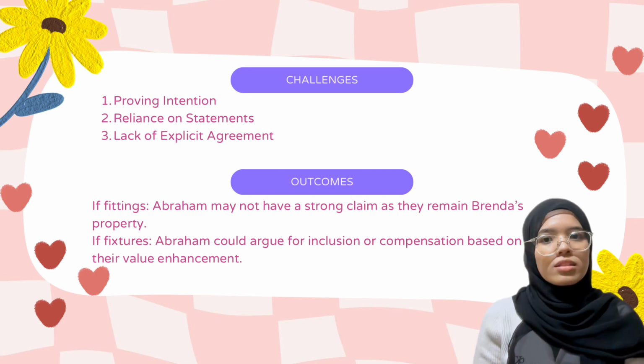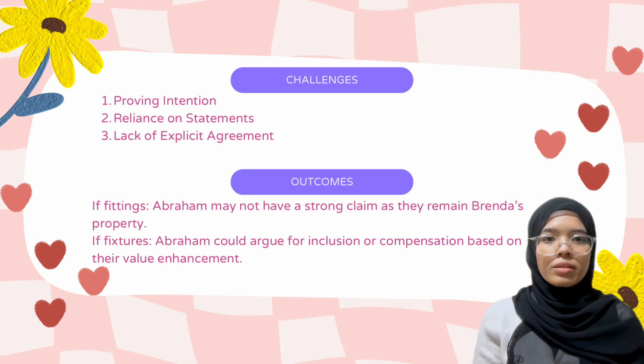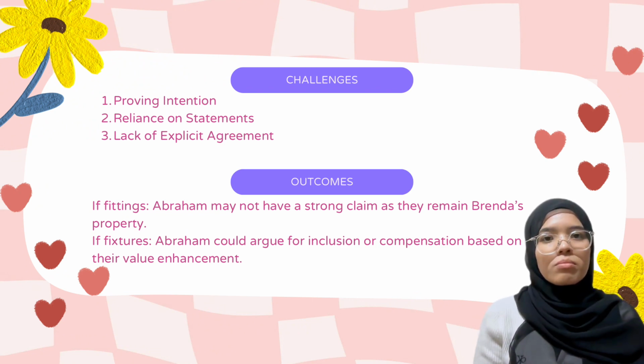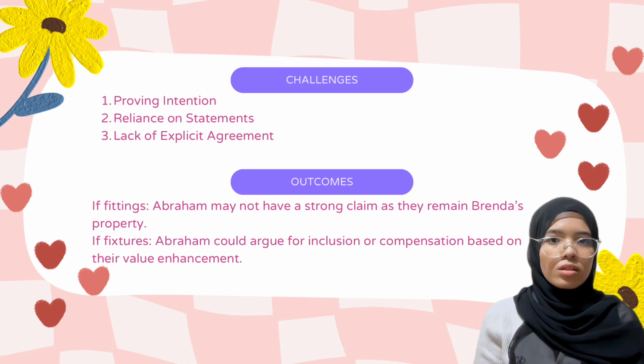Another challenge is demonstrating reliance on Brenda's statements. In Taylor v Hamer, the court ruled in favor of the buyer because the seller's actions were seen as misleading. Similarly, Abraham must prove that he relied on Brenda's ambiguous statements about the inclusion of the paintings and sculptures when deciding to purchase the property. This reliance impacts his perception of the property's value and can influence the court's decision on whether these items should be considered as fixtures.